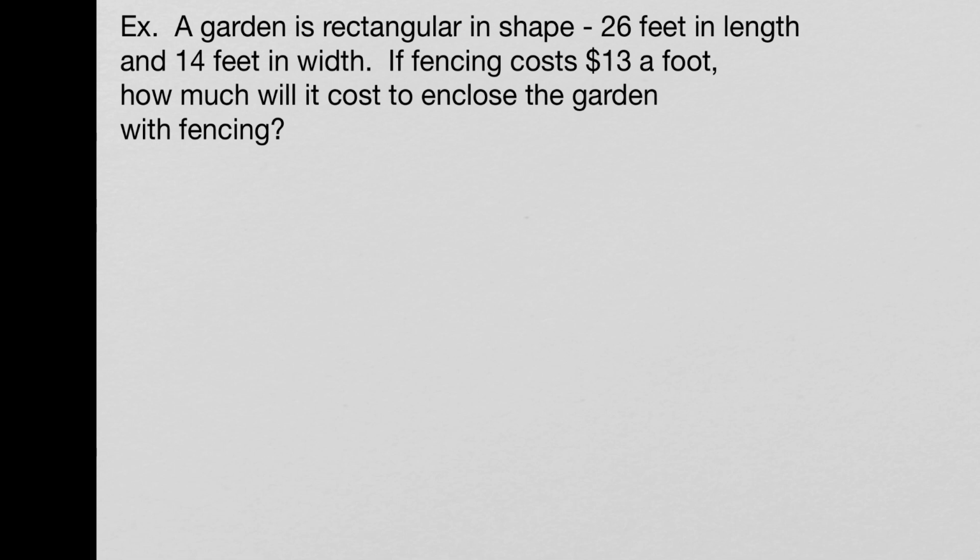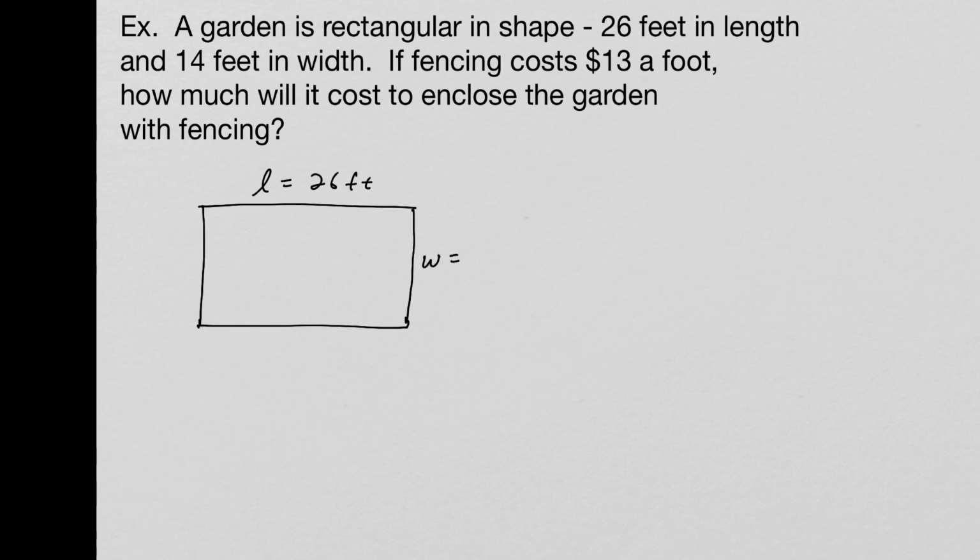Okay, so let's draw our garden. It's a rectangle. We're told that the length, I'll call it L, is 26 feet. And we know the width, I'll call it W, is 14 feet. Which means this side must also be 26 feet. And the side opposite, the other one is the width, that's also 14 feet.